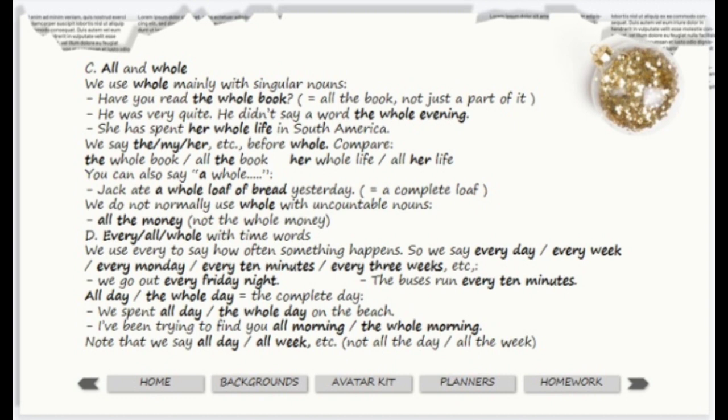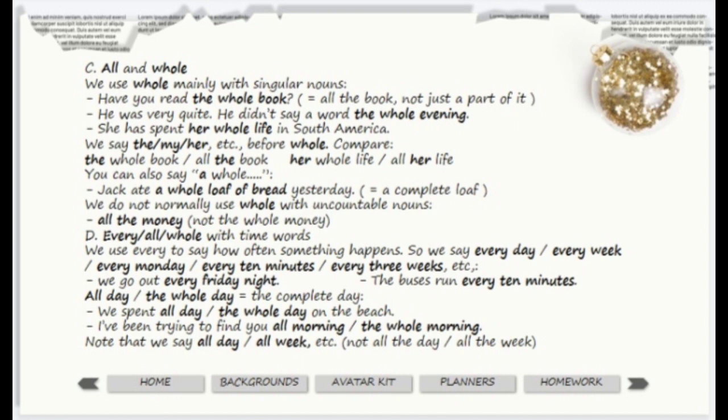You can also say a whole. For example, Jack ate a whole loaf of bread yesterday. It means a complete loaf. We do not normally use whole with uncountable nouns. For example, all the money. It means not the whole money.